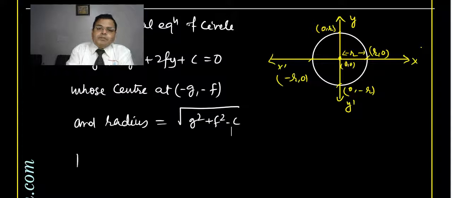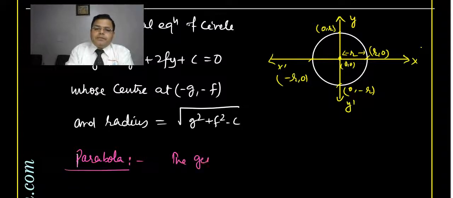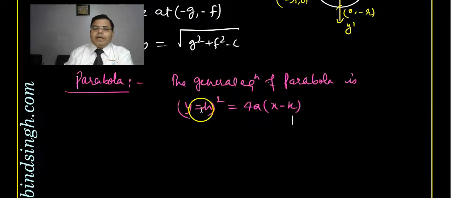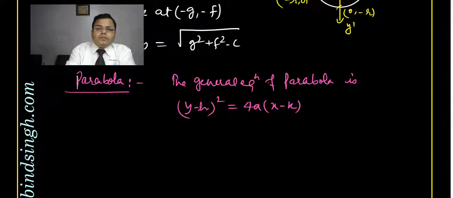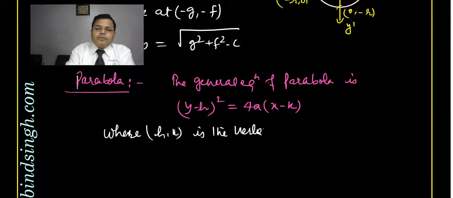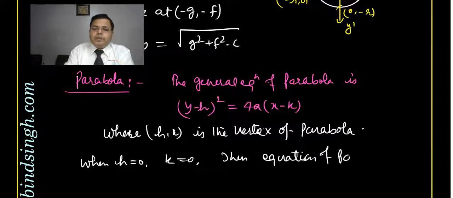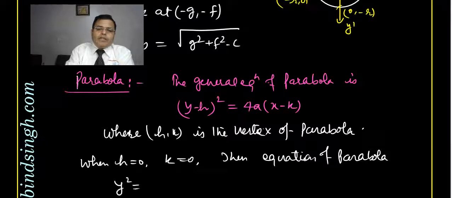Now the next thing is the parabola. What about this do you need to learn? The general equation of parabola is y minus k whole square is equal to 4a times x minus h, where h and k are the vertex of parabola, where h comma k is the vertex of parabola. So when h is equal to 0 and k is equal to 0, the equation of parabola will be y square is equal to 4ax.